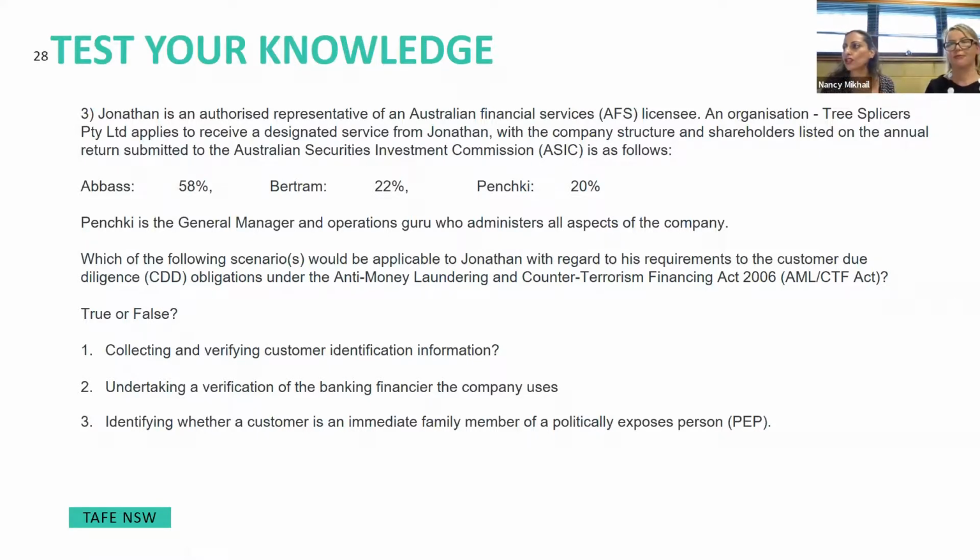So brilliant. For question 1, 97% said true. That's true. You are required under legislation to collect and verify customer identification information. Question 2 is false. Financial institution information is actually not required under legislation. And C, it's true, it's required under legislation, CCD obligation. Fantastic, you guys have done really well.